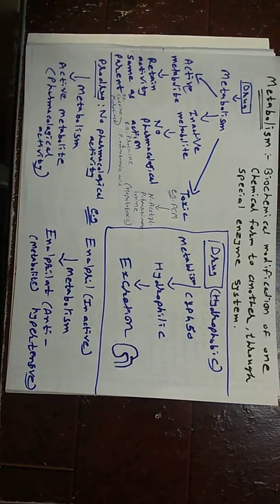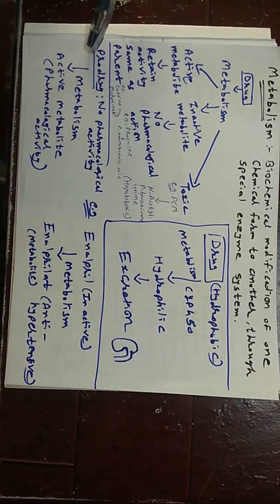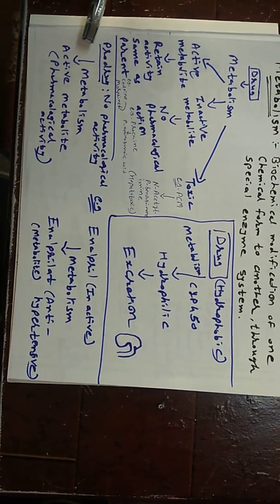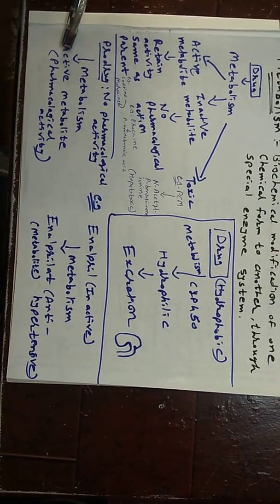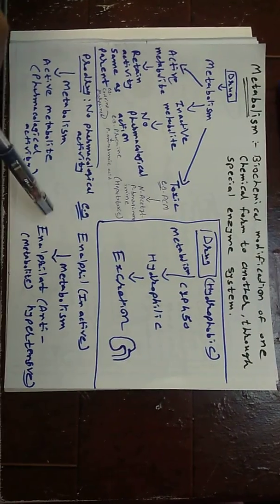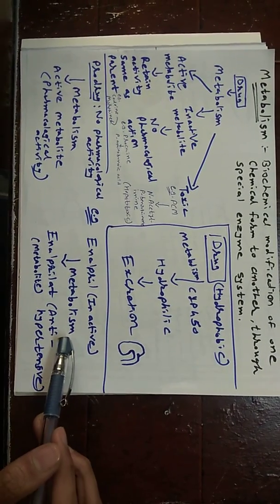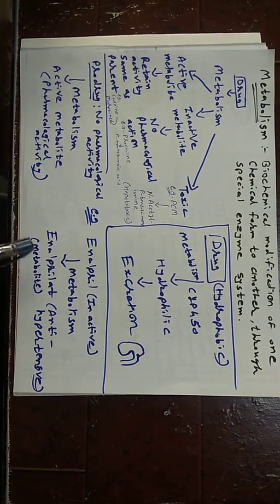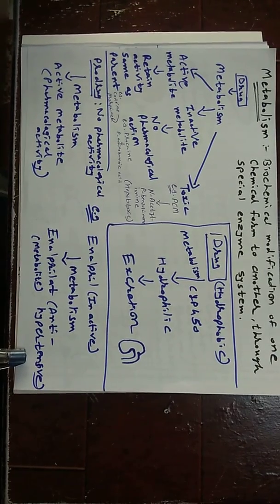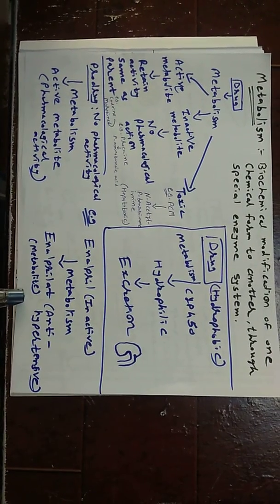And another thing is the prodrug. What is a prodrug? A prodrug does not have any pharmacological activity, and after metabolism, the prodrug is converted to an active metabolite, which has pharmacological activity. The example is enalapril. Enalapril itself is inactive, but after metabolism, it is converted to its active metabolite enalaprilat, which has antihypertensive activity. So in this case, the parent drug does not have any activity, while the metabolite has pharmacological activity.